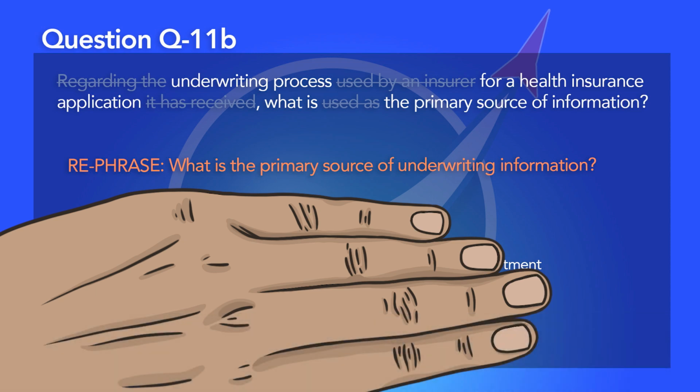What I'm doing is avoiding a lot of the excess words that are in the stem, and I'm just looking for the key component in the stem that they're looking for. And that happens to be in the last part of that stem, in that phrase, the primary source of information. So now that we've got that step done and we've rephrased the question, let's move on to the next step.